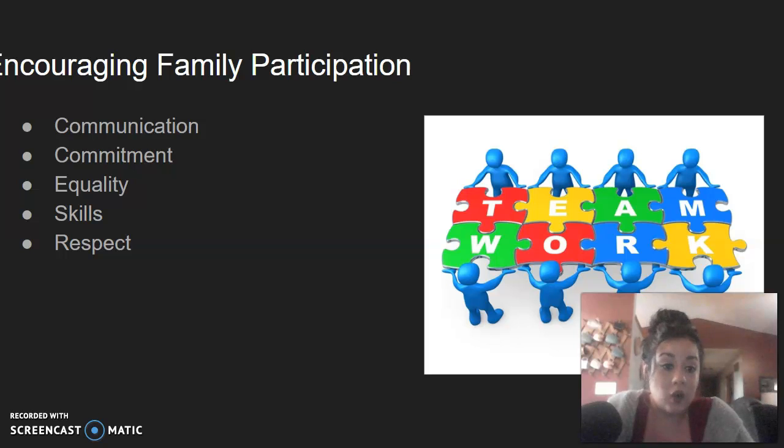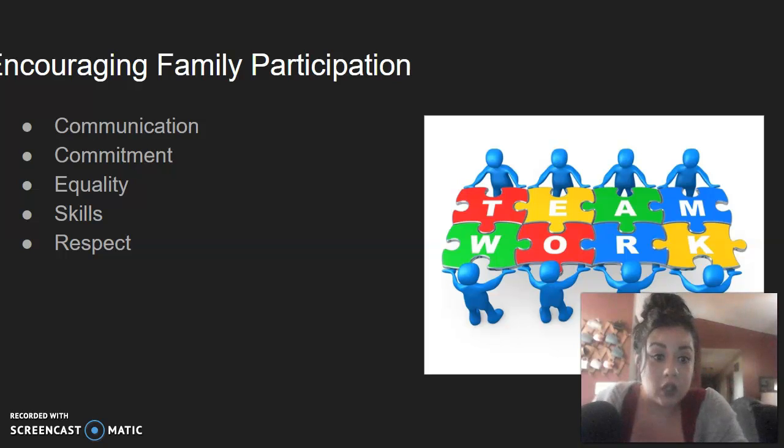Equality. Equality means that we need to provide parents with the information that they need to get their student the best education. So we want to make sure that they're getting the information, but also getting it in the language that better suits them, having culture equality, ethnicity and race equality as well.